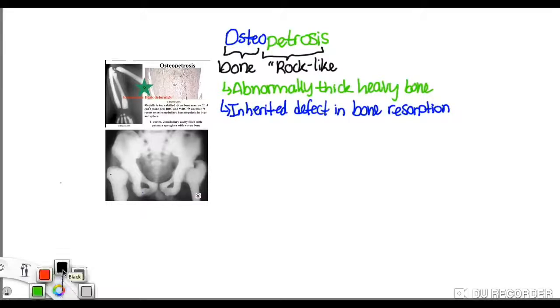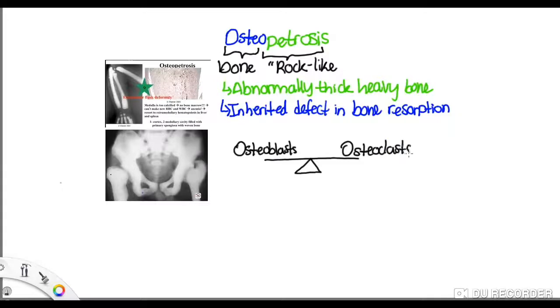Now, if you remember, bone formation is a balance between osteoblasts, which lay down bone, and osteoclasts, which resorb bone. This balance is constantly occurring throughout life, so you're always laying down some bone and always resorbing some bone. A defect in bone resorption, in which you're constantly laying down bone but can't resorb it, results in an abnormally thick and heavy bone. Despite it being abnormally thick and heavy, it fractures easily. Think of it like a piece of chalk.